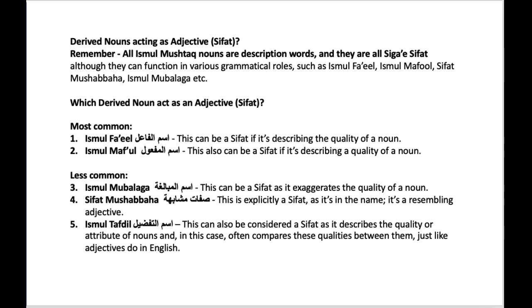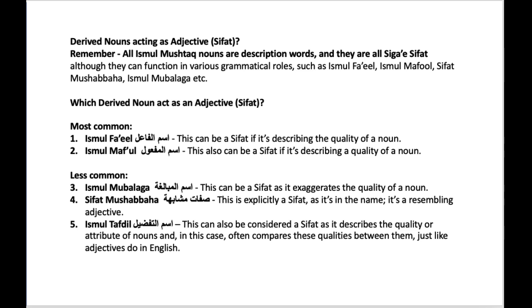Derived nouns less commonly used as adjective or sifat. Ismul Mubalaga, Sifat Mushabbaha, Ismut Tafdil. Ismul Mubalaga, this can be a sifat as it exaggerates the quality of a noun. Sifat Mushabbaha, this is explicitly a sifat, as it's in the name. It's a resembling adjective. Ismu Tafdil, this can also be considered a sifat, as it describes the quality or attribute of nouns, and in this case, often compares these qualities between them, just like adjectives do in English.